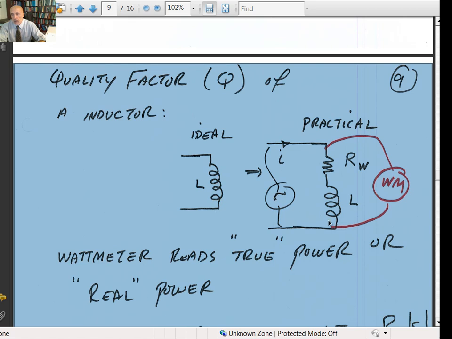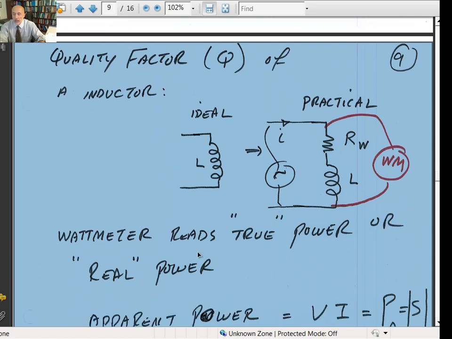But in the practical case, you do have some losses, and those losses would be in the form of heat losses in the winding of your transformer or the coil. Now, the wattmeter, just like the meter in the residential area, reads what is called the real power, or the true power, or the actual power. It reads the average value of instantaneous power. And we'll talk about this in a minute.